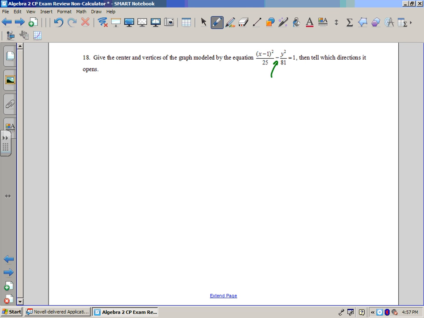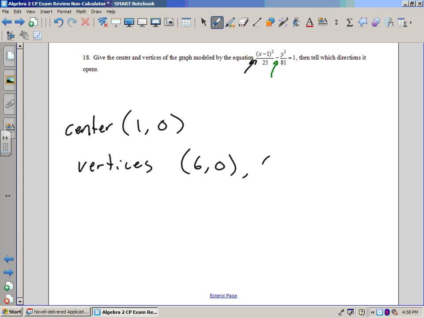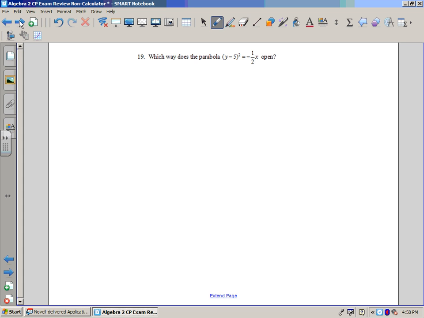Find the center and vertices of the graph modeled by this equation. Because there is a minus sign here, this is a hyperbola. And because the x value is first, I know it opens right and left. So if all I have to find is the center and vertices, the center is going to be 1, 0. And I'm going to go out 5 left and right from 1, 0. So my vertices are 6, 0 and negative 4, 0. We could draw these asymptotes, but in this case it didn't ask, and since I'm almost out of time here, I'm going to go flying on.